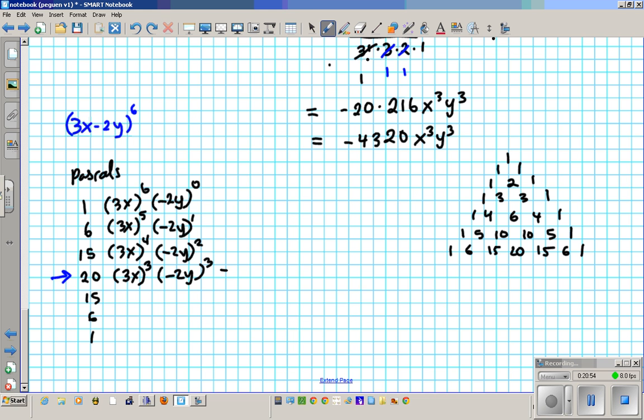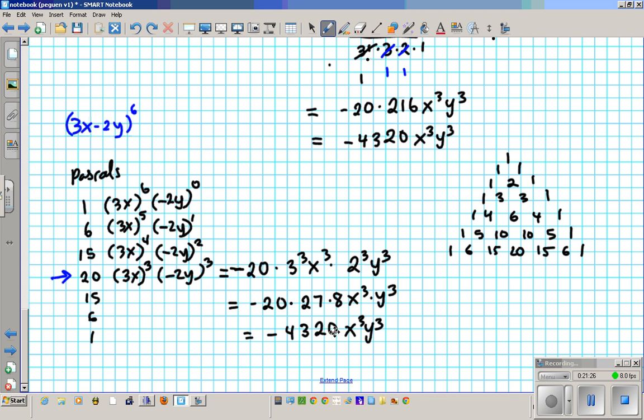So this one's simply going to become 20 times 3 to the third, x to the third. Because of that minus, this becomes a negative, times 2 to the third, y to the third. And then it's simply negative 20 times 27 times 8. We already did this before. And then that's simply negative 4320, because 27 times 8 is 216. We did that before. So you can see for this one, it looks like Pascal's triangle is faster, depending on what you think.